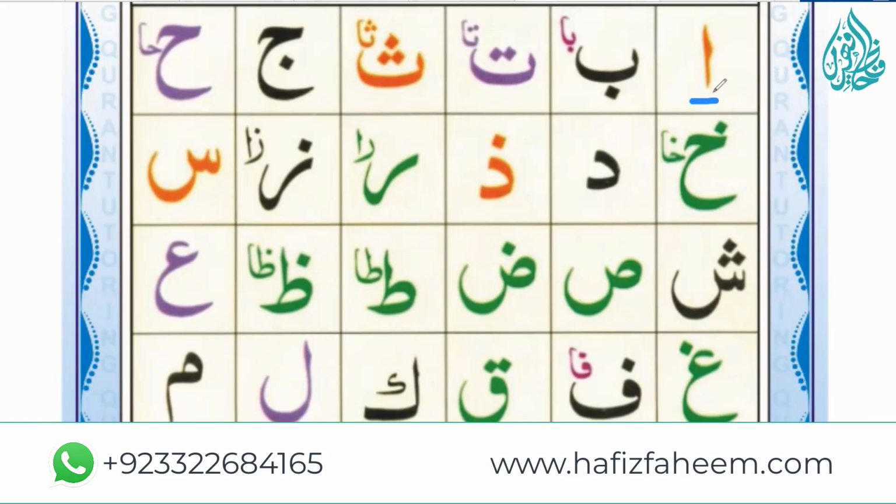Alif. Ta. Ta. Fa. Ba, ta, fa. These three letters have the same shape, right? Ba has one dot at the bottom, and ta has two dots on the top, and fa has three dots on the top. So remember this.